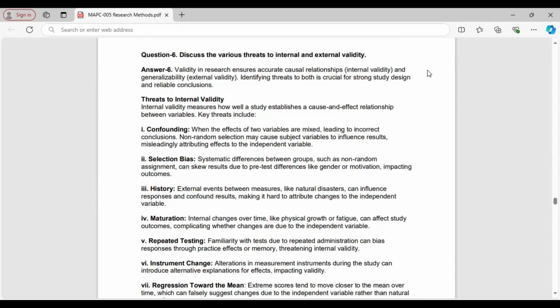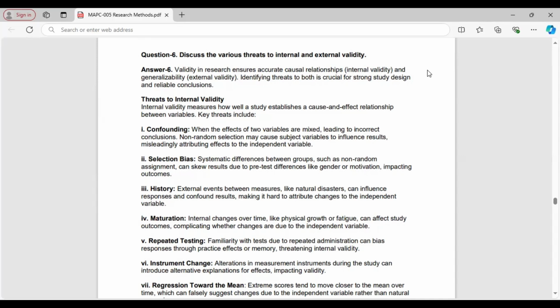And the threats are confounding, where effects of two variables are mixed, leading to incorrect conclusions due to non-random selection. Selection bias, systematic differences between groups can skew results from pre-test differences like gender or motivation. History, external events like natural disasters can influence responses, thus confounding the result. Maturation, internal changes over time like physical growth can affect outcomes, complicating causal attribution.